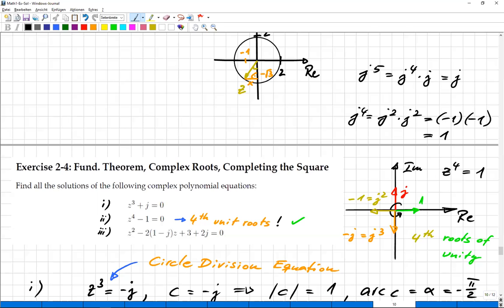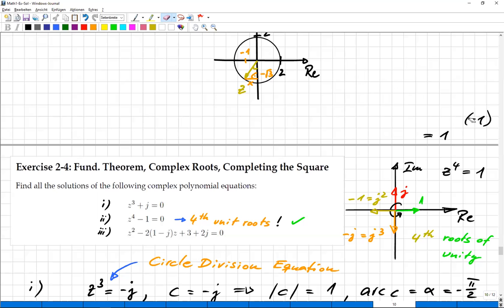So as soon as I reach the 5 in the exponent, it starts with j again, and it goes around and around. So that's the cycle of potentiating j. That's what I wanted to explain as a side note.